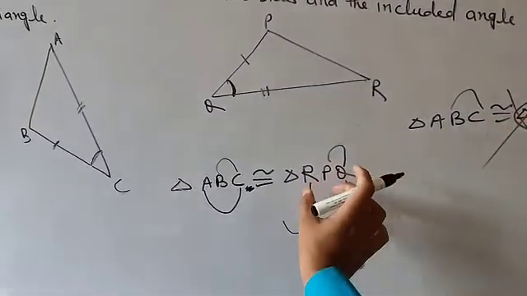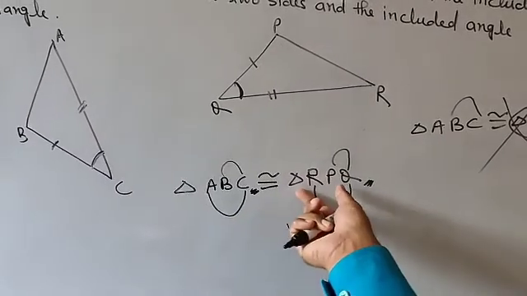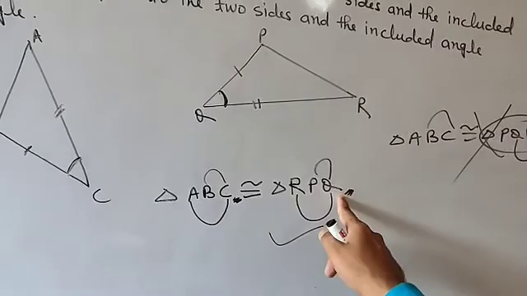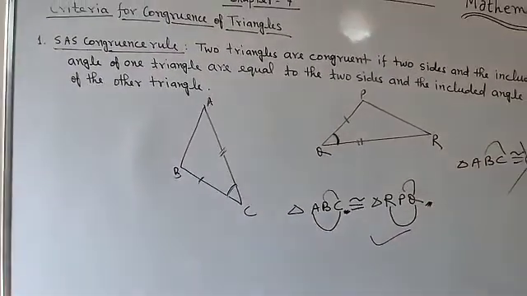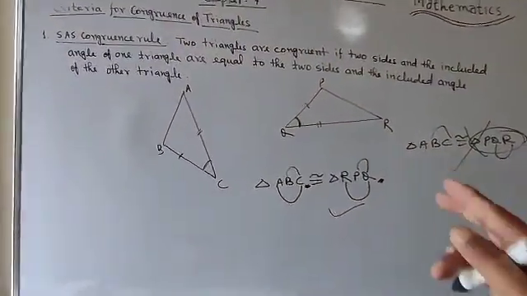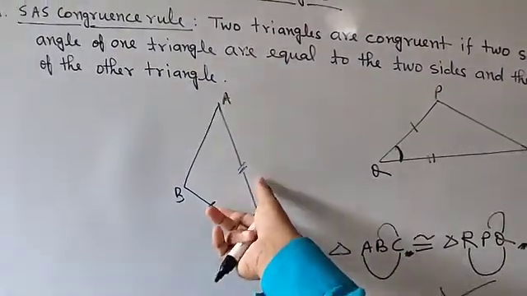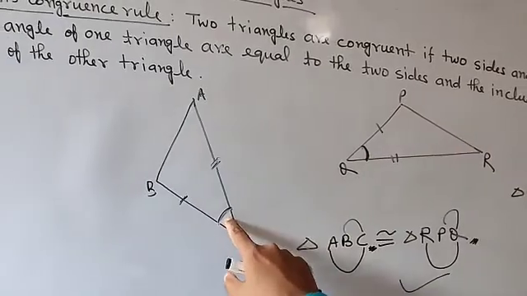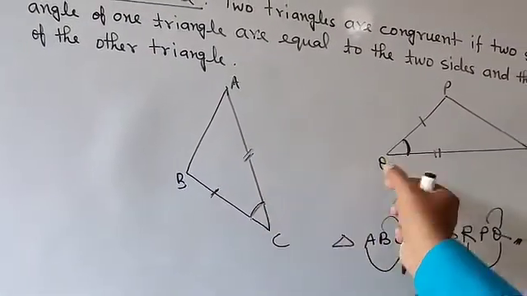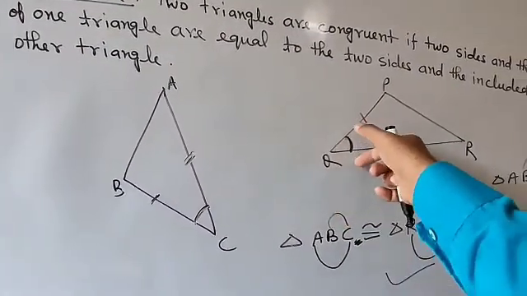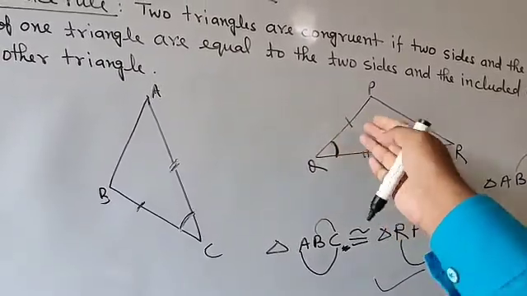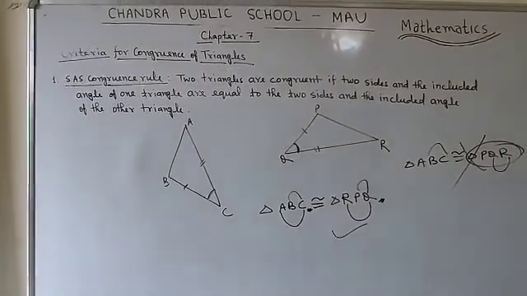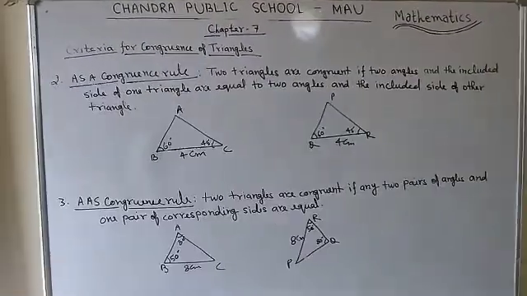PQR is the same triangle as RPQ, but according to the correspondence the name should be RPQ. So triangle ABC is congruent to triangle RPQ. So if in any question you get the condition where two sides are equal to the corresponding two sides in the other triangle, and the angle included between these two sides is equal to the angle included between the other two sides in the other triangle, then both the triangles will be congruent. So that is the first criteria for congruency.